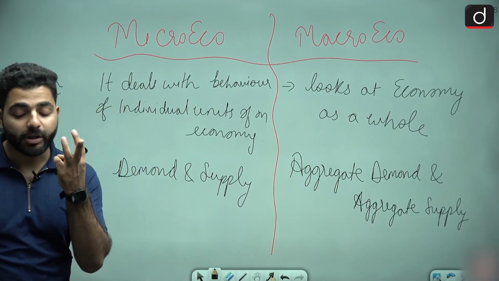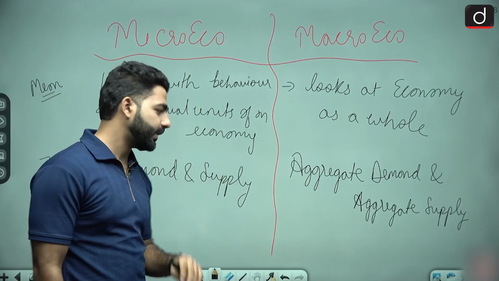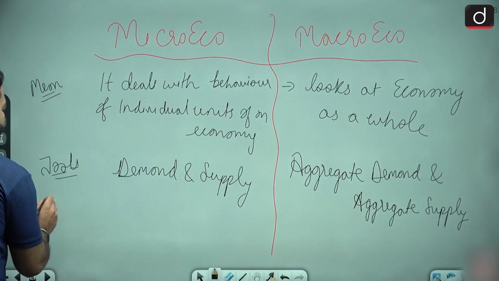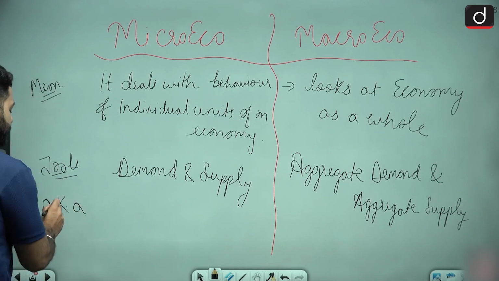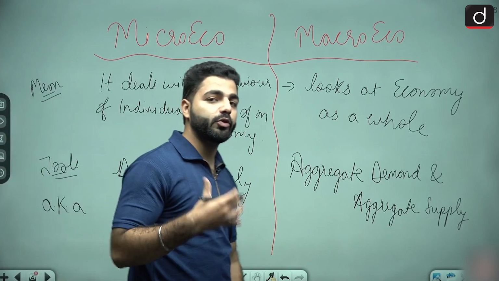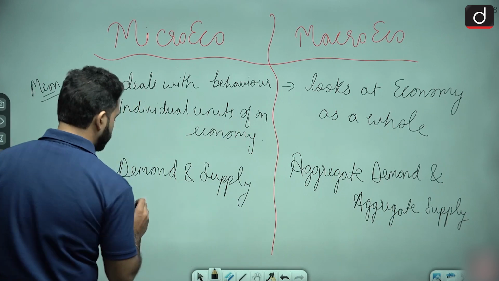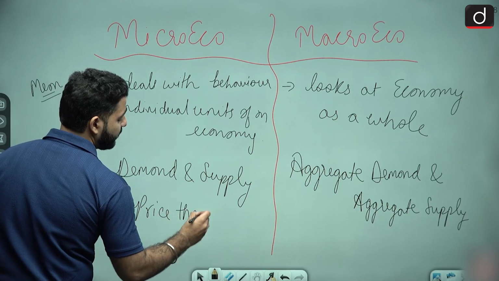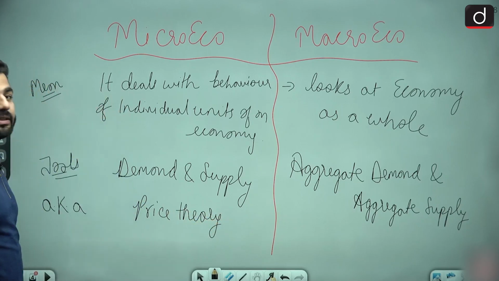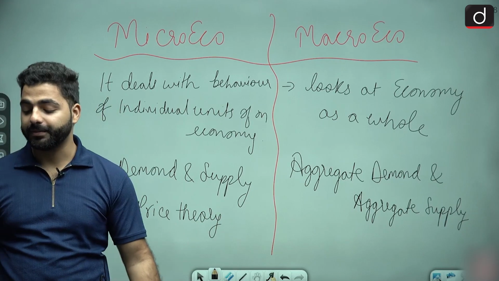Now the third point of differentiation is what it is also known as, right? So I am writing it AKA. AKA means hota hai also known as. AKA, which means also known as. So microeconomics is also known as price theory. We are focusing on the price. So microeconomics focuses on the price, so that's why it is also known as price theory.